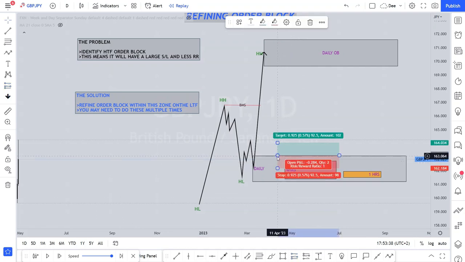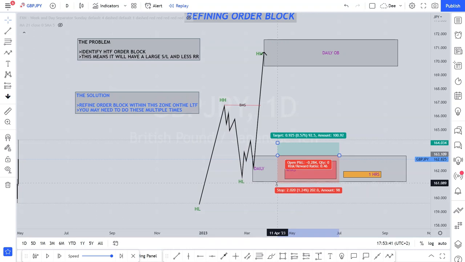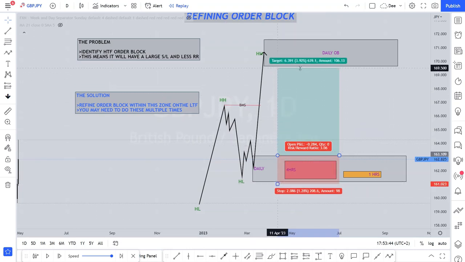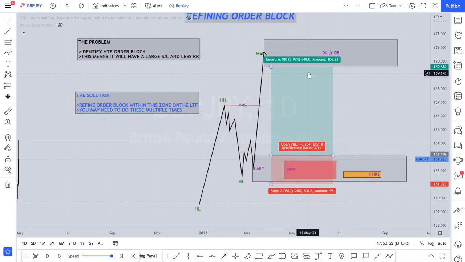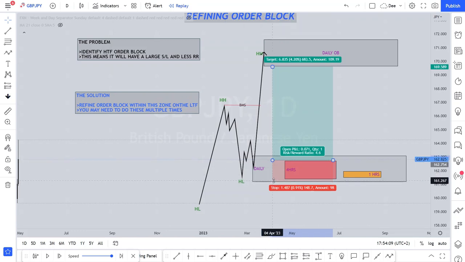So if we enter here on a daily order block, this is going to be our risk and reward ratio: 1 to 3. So if you're risking $100, the return is going to be close to $300. Okay, so if you're not happy with the reward, there's a way that you can do that. You can refine your daily order block to this 4 hour order block and put your stop loss just below the 4 hour order block. Now you've reduced your risk and maximized your reward.